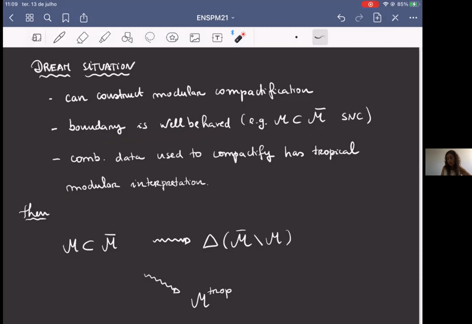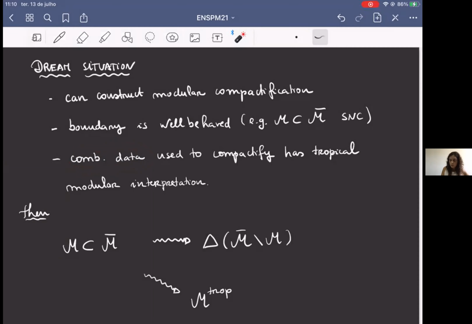One special case of this would be that the boundary of your compactification, usually written like this, is simple normal crossing, which means that locally you have something like the coordinate hyperplanes in affine space. Usually to compactify, you want to specify combinatorial data. And this combinatorial data maybe can be endowed with a tropical modular interpretation. And this is where the tropical geometry comes in.